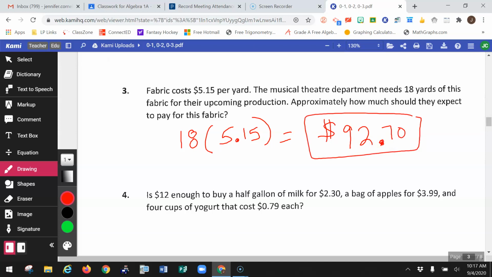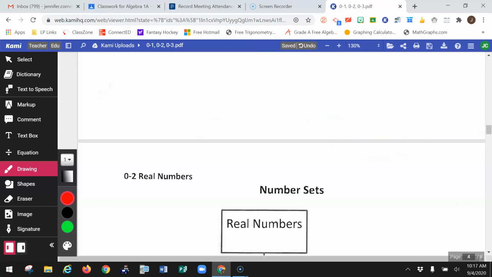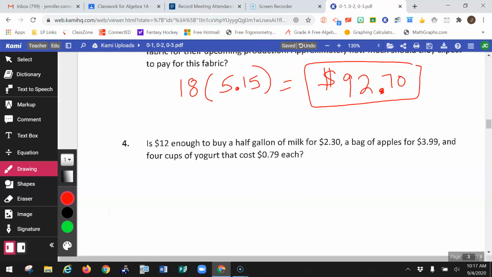And then our last problem is: is $12 enough to buy a half a gallon of milk for $2.30, a bag of apples for $3.99, and 4 cups of yogurt at 79 cents each? So you're just going to add these things up, but remember that you're getting 4 cups of yogurt, so we need 4 times the 79 cents. So we have $2.30 for our milk. We have our apples at $3.99, and then we have 4 cups of yogurt at 79 cents each.